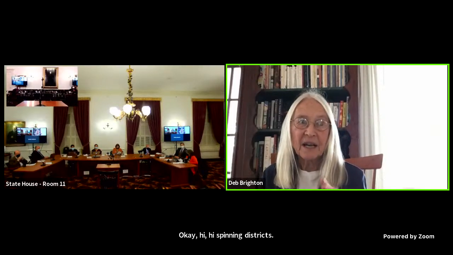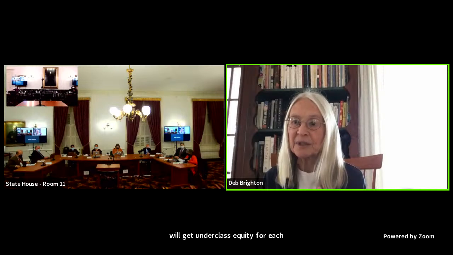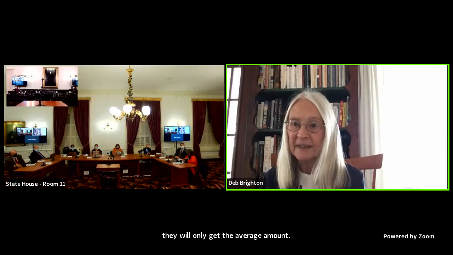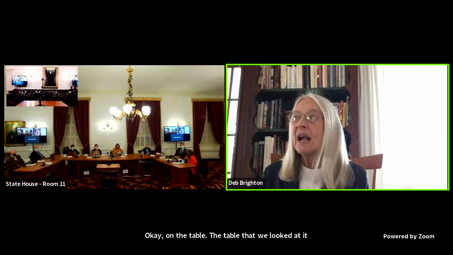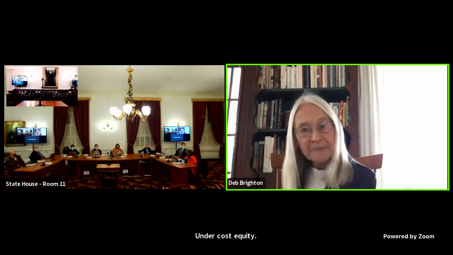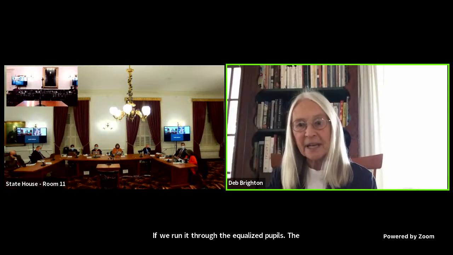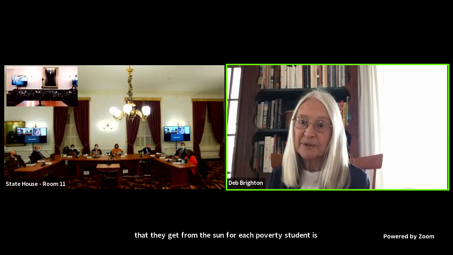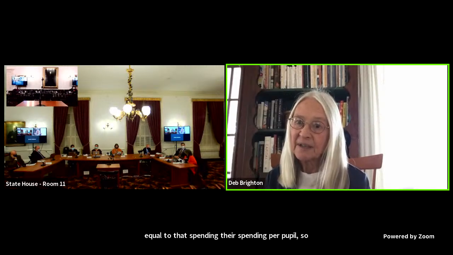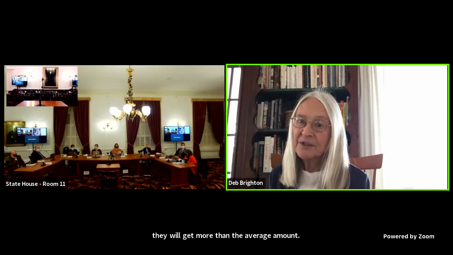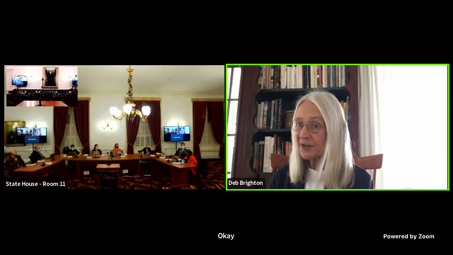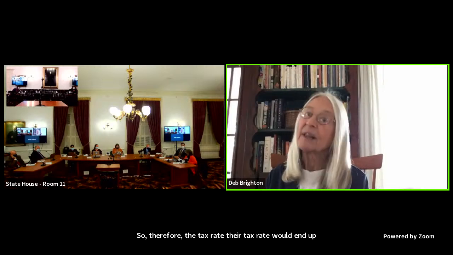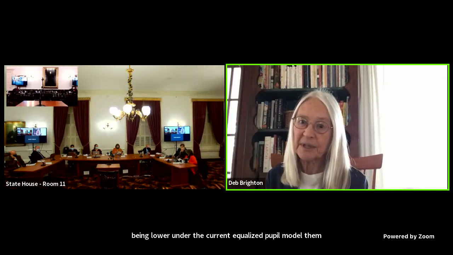will get under cost equity for each poverty student only the average amount, on the cost table that we looked at. If we run it through the equalized pupils, the amount that they get from the ed fund for each poverty student is equal to their spending per pupil. So they will get more than the average amount. Therefore their tax rate would end up being lower under the current equalized pupil model than it would be under cost equity.